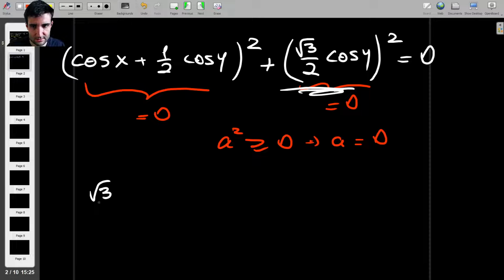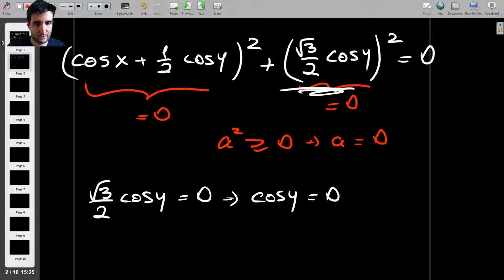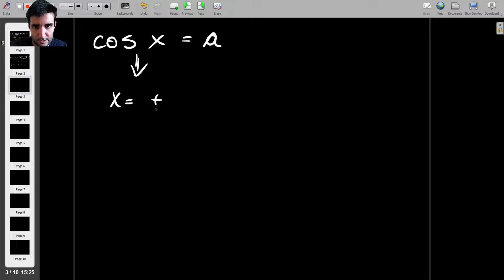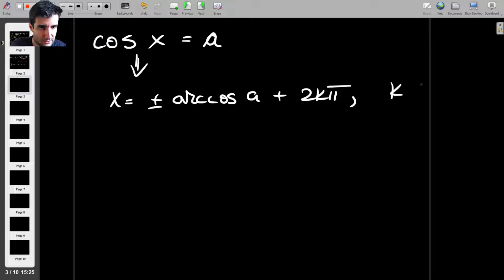Okay, so let's look at this here. So this term is √3/2 cosine of y, and this is equal to 0, which of course means that cosine of y is equal to 0. Okay, and what we're going to use now is this. So for cosine of x equals a, where a is any number between -1 and 1, right? Then x is given by plus or minus arc cosine of a plus 2k pi, where of course k is just an integer. And that's exactly what we're going to use here.